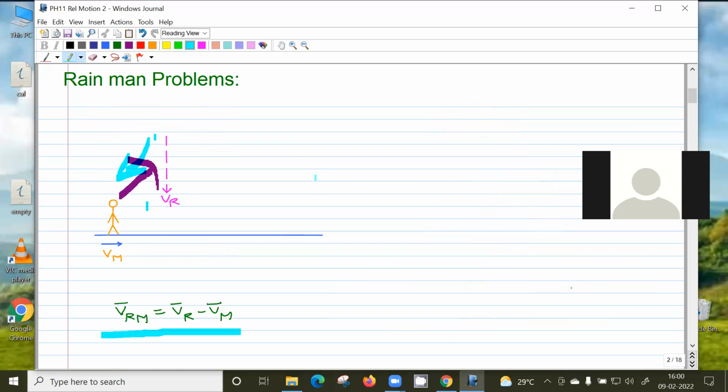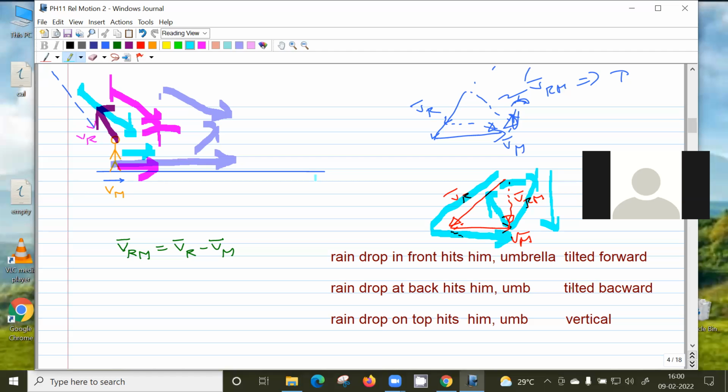See, here in this case, VM and VR. I think you are right. I think I made a mistake here. VRM is velocity of rain with respect to man, so it's VR minus VM. VR is this way. VM is this way. It's minus VM. Velocity of rain with respect to man, right? This is the one that will decide the direction.